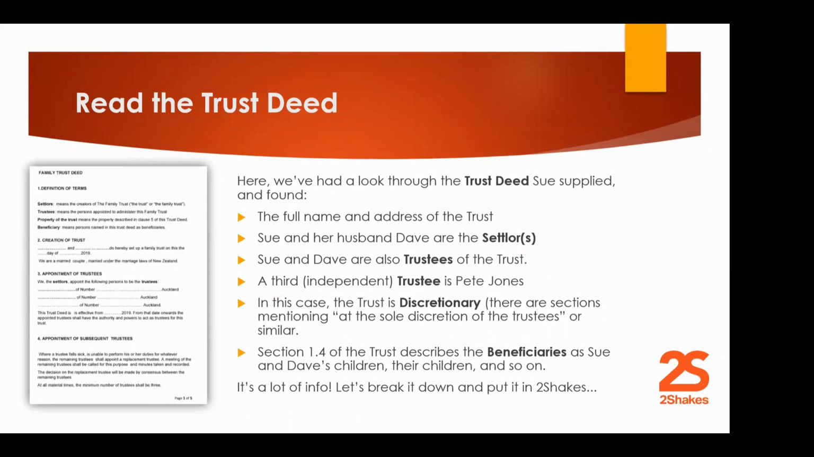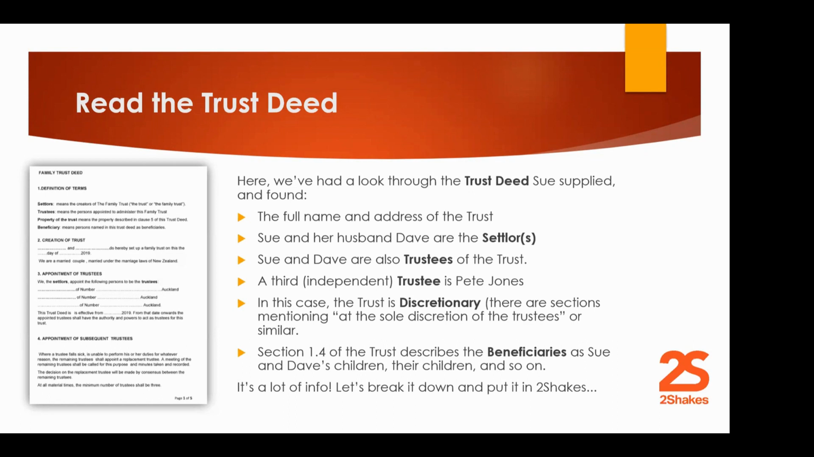He's an independent person. We know it's a discretionary trust because we read through it, and we found a few places where it talks about at the sole discretion of the trustees and the trustees having complete discretionary powers. We also found a section that talks about the beneficiaries. So section 1.4 describes the beneficiaries as Sue and Dave's children, the children of their children, and so on. And it's just a general class of the types of people who are allowed to benefit from this trust. So there's a lot of info that we would be pulling from the trust deed, but this is what you need to do.